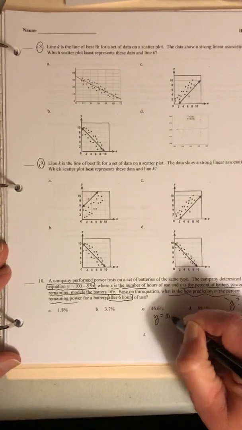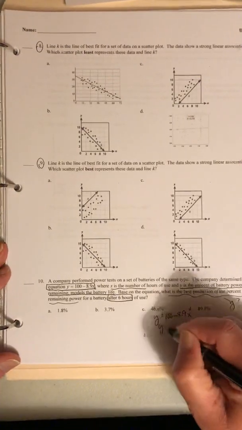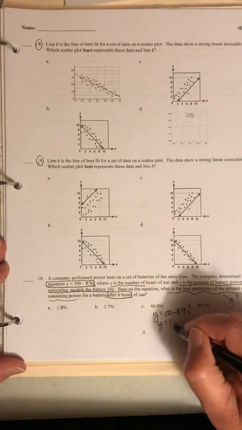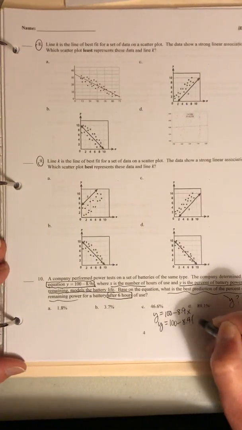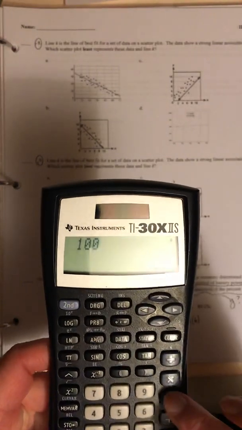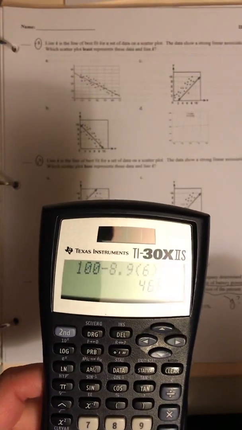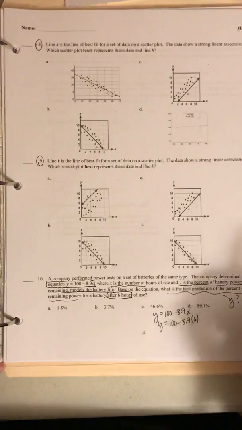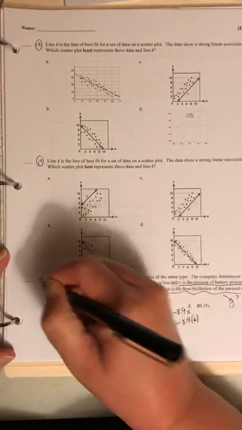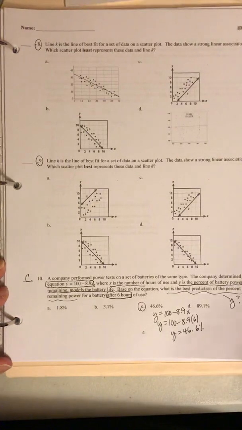So what am I going to do? Well, Y equals 100 minus 8.9x, and x is the time in hours. So Y equals 100 minus 8.9 times 6. Number of hours is 6. I can type that into my calculator exactly like that. So 100 minus 8.9 times 6, and I get 46.6, and that would be a percent, 46.6, and that is C as in cat, 46.6%. All right. That is the last question for part 1.